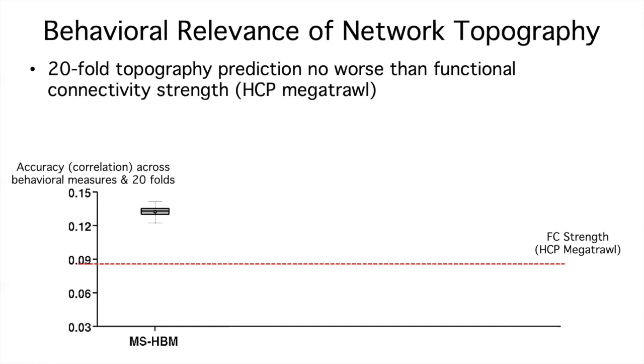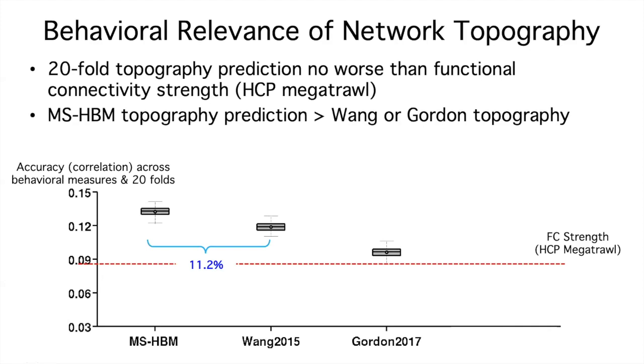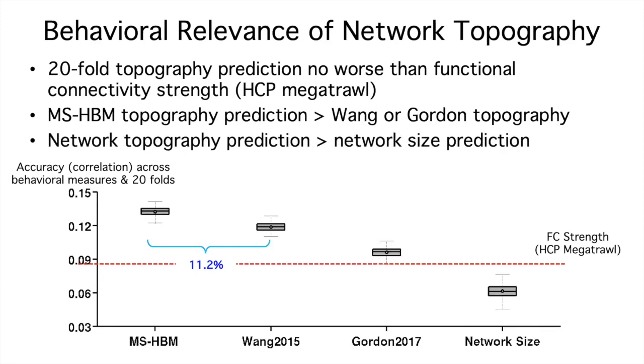As a baseline, the red line shows the accuracy of the HCP megatrol. So the HCP megatrol uses functional connectivity strength for behavior prediction. So we can see that using network topography for prediction is not worse than using functional connectivity strength. Network topography estimated by Ruby's approach gives better prediction than Wang and Gordon. Finally, network topography is more useful for prediction than network size.